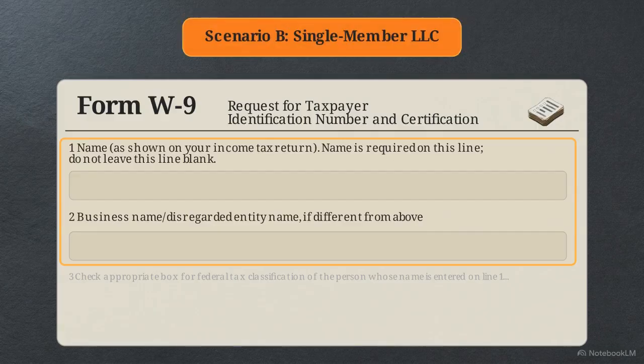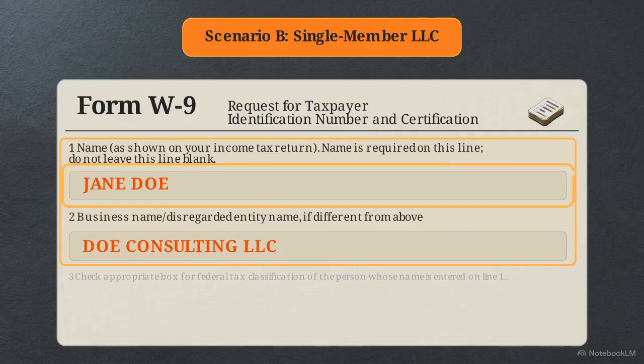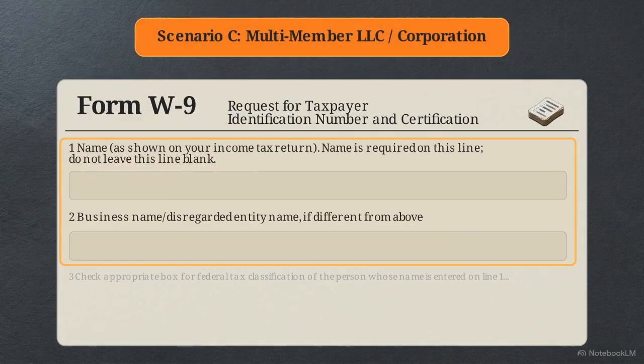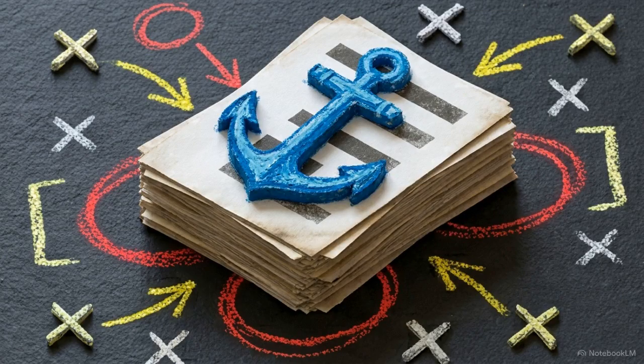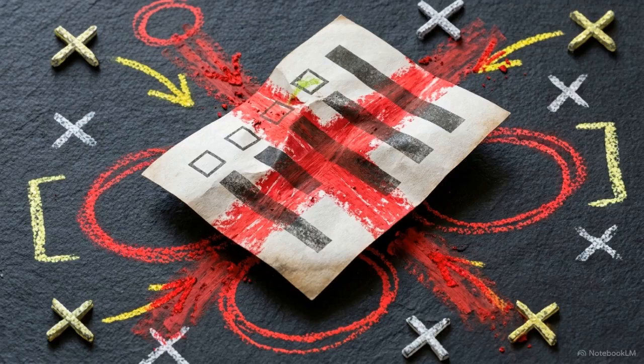The IRS views a single-member LLC as a disregarded entity. Therefore, place your personal name on line 1 and the LLC's name on line 2. Conversely, multi-member LLCs and corporations place their legal corporate name on line 1, reserving line 2 for a DBA alias. Line 1 is the primary anchor for the IRS system. If the name here does not match the name on your filed tax return, the entire document is legally invalid.